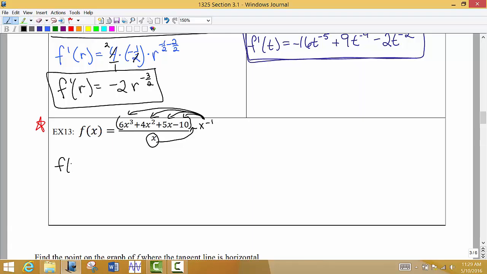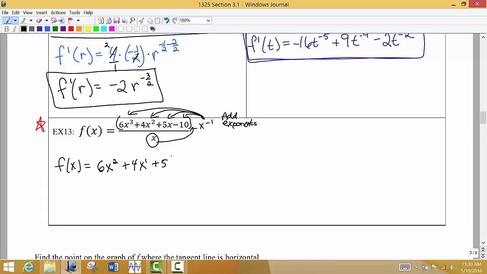So if this is the way that you choose to bring the x to the top to do the rewrite, then you have to do 6x cubed times x to the negative 1. So I'm going to add the exponents. I get 6x squared, because 3 and negative 1 give me a 2. Remember, this is part of my rewrite. This is not a derivative yet. I have not taken the derivative. So when I do x to the negative 1 times 4x squared, that gives me 4x to the power of 1.